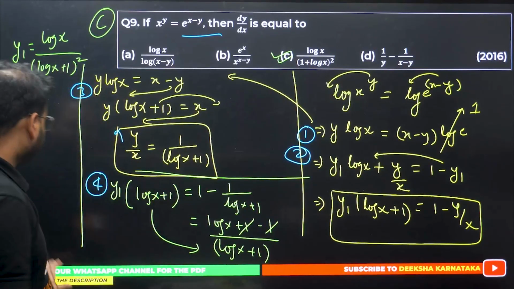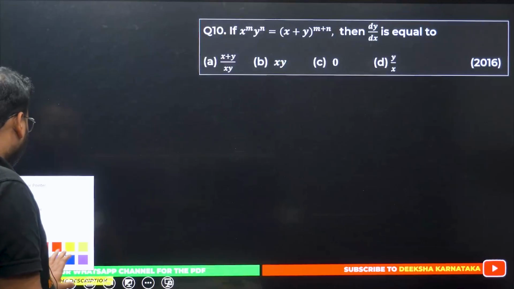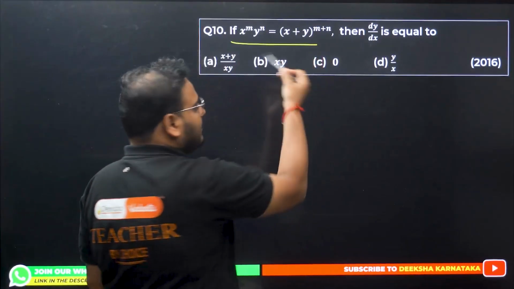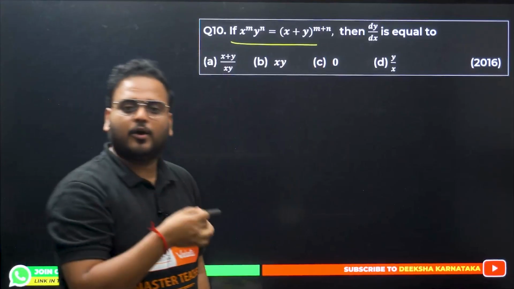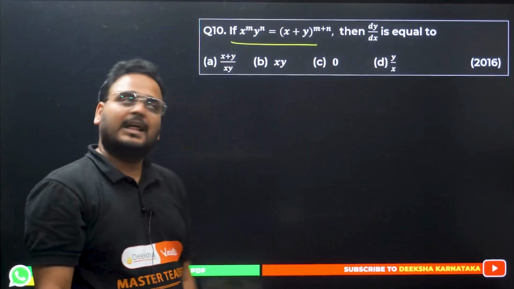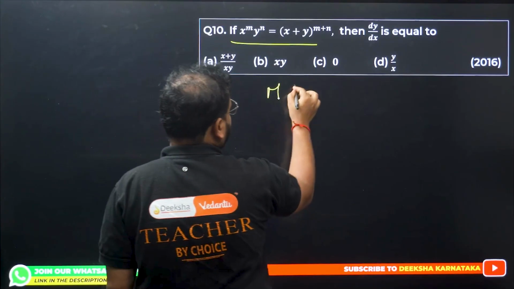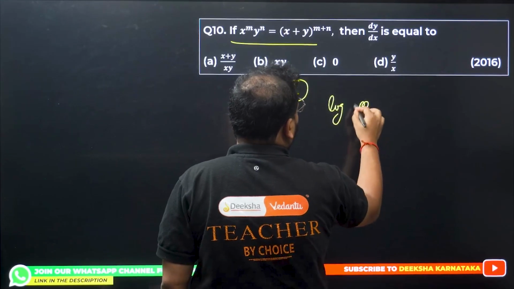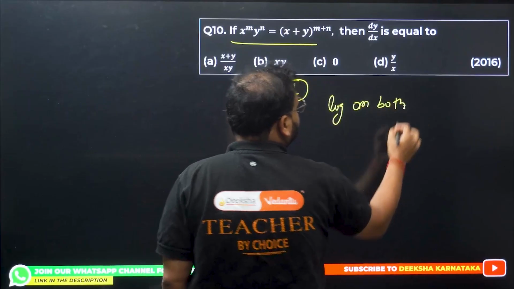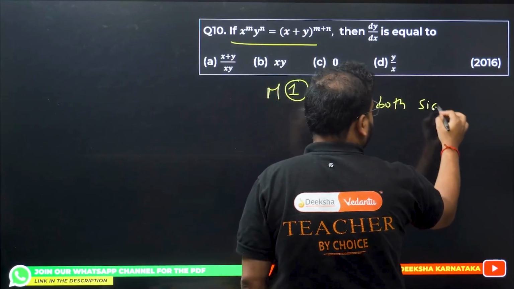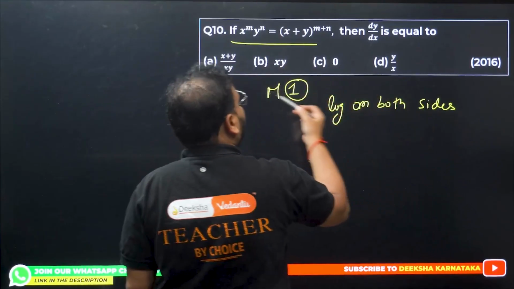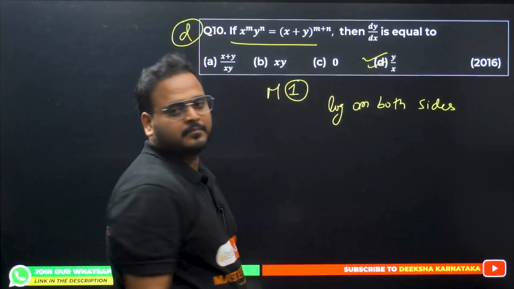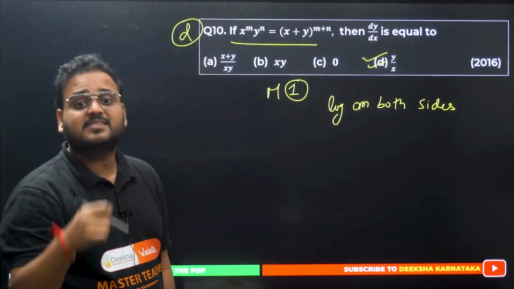Question number 10 now. Okay, this is a trick question. If you want, apply log on both sides. It takes a lot of time, but calculate it. If you want, method one is simply to apply log on both sides. On both sides you're going to get the result as y by x. Do it. Otherwise there's a hint, there's a trick to this.